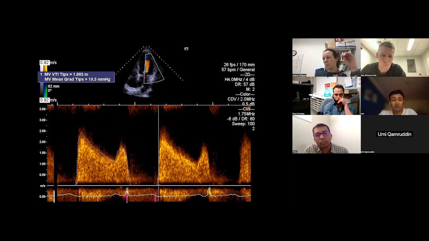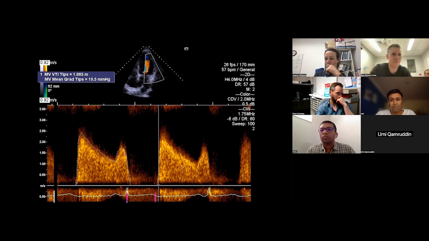So we could also do pressure half time in the same view, or planimetry of the mitral leaflet in the parasternal short axis, which is not very reliable, especially if it's a damaged valve. That's right. Okay, nice one.